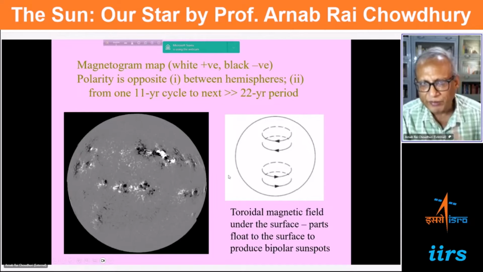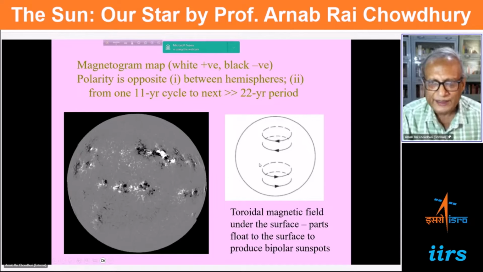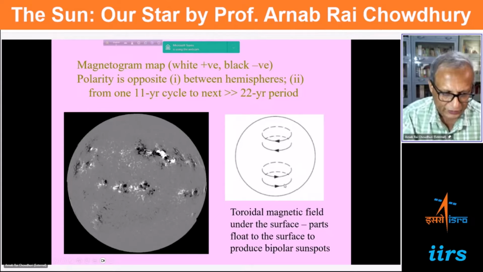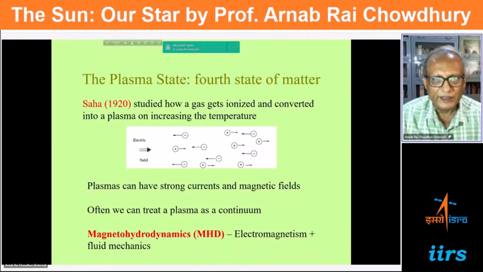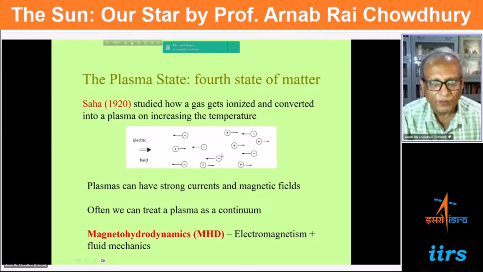Now the question is, how can we theoretically understand this kind of magnetic structures and how do they arise? Coming to the theory, I would first say a few words about the plasma state, the fourth state of matter. Meghnad Saha studied how on increasing the temperature of a gas, its atoms get broken into positively charged ions and negatively charged electrons, and eventually the gas gets converted into a plasma. Because of the electrical attraction between positive and negative charges, they remain well mixed.